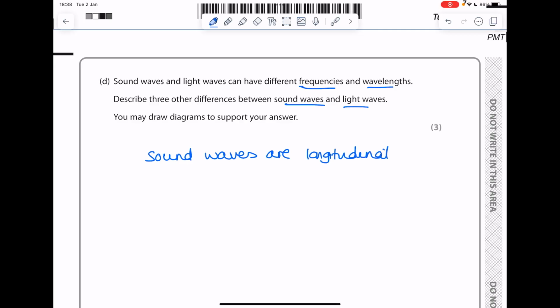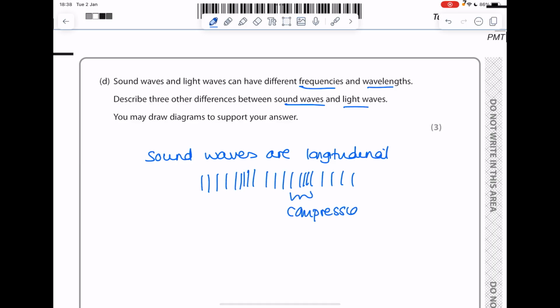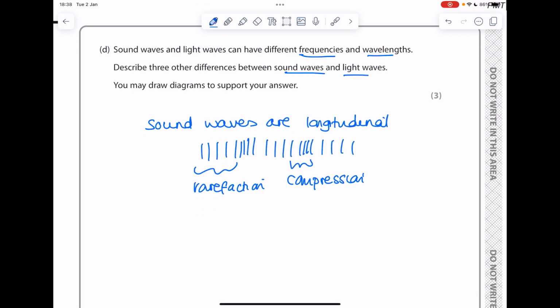So remember, if we were to draw that, you have areas of rarefaction and compression. So where that's closer together, you'll have a compression. Here's your rarefaction. Whereas light waves are transverse.